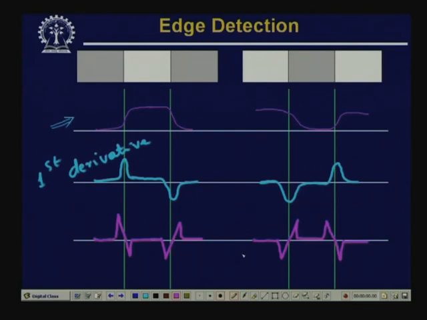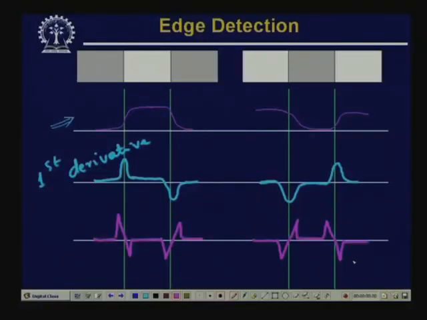However, you will appreciate that this second derivative is very sensitive to the noise present in the image, and that is the reason that the second derivative operators are not usually used for edge detection, but as the nature says, we can use these second derivative operators for extraction of some secondary information. That is, we can use the sign of the second derivative to determine whether a point is lying on the darker side of the edge or on the brighter side of the edge.